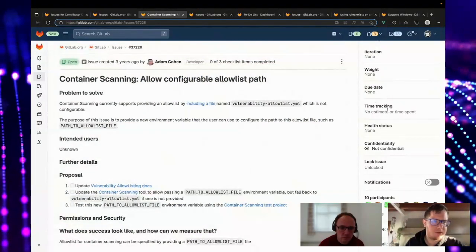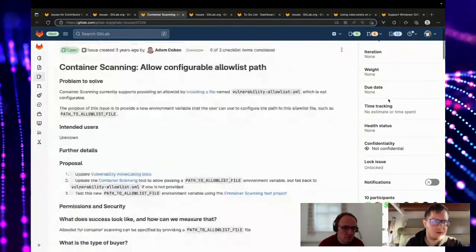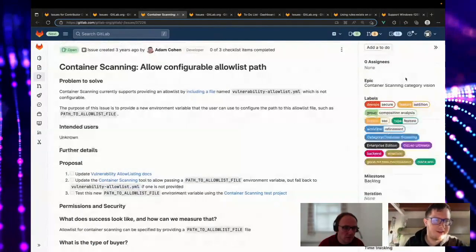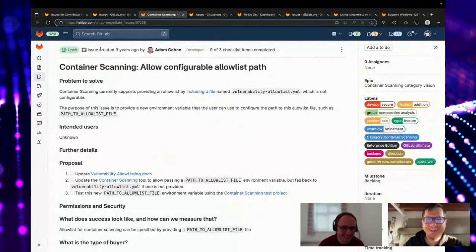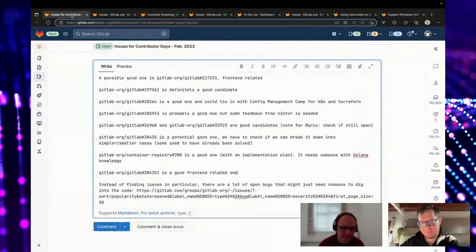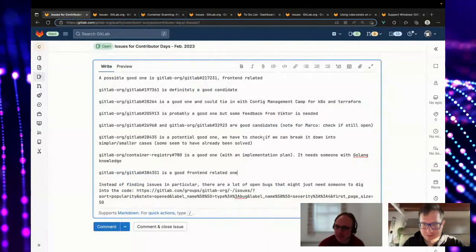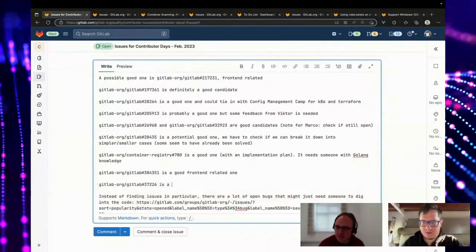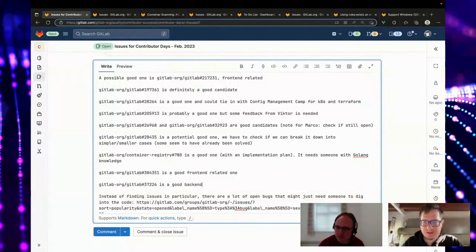Oh, there's no label. Oh no, I didn't scroll. Scroll. Yeah. Backend.